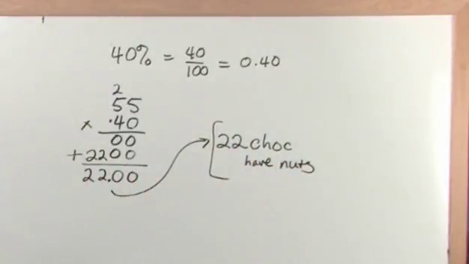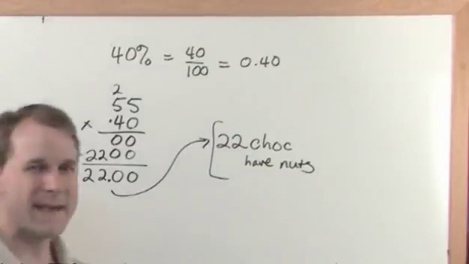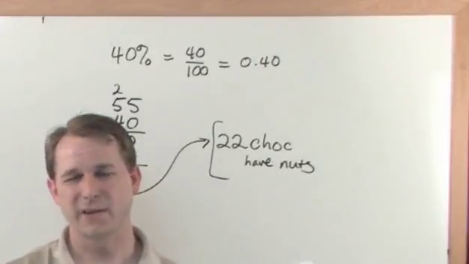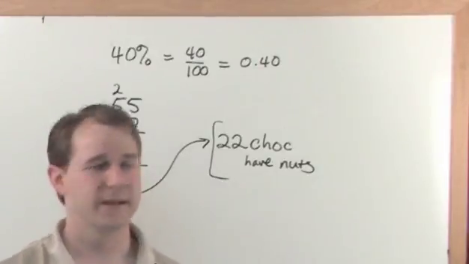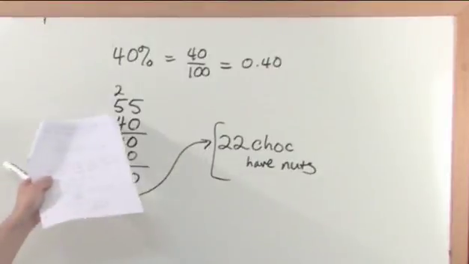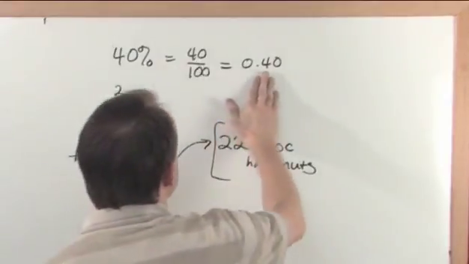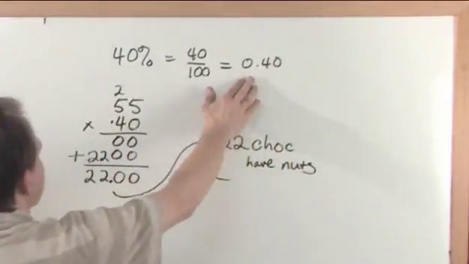And that kind of makes sense because if there are 55 chocolates and 40% of them have nuts, that means almost 50%, which is a half. It's almost half of these chocolates have nuts. So out of 55 of them, 22 actually have nuts. And we arrive at that by multiplying by this number, which tells us how many out of every 100 of them have nuts.